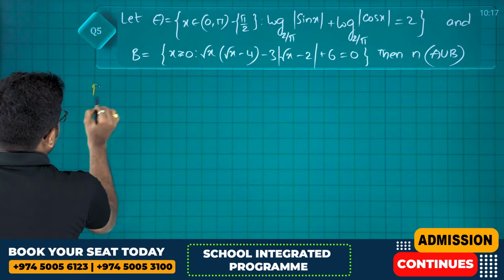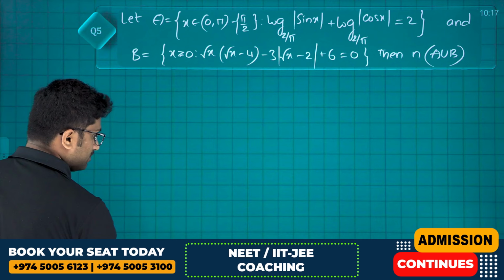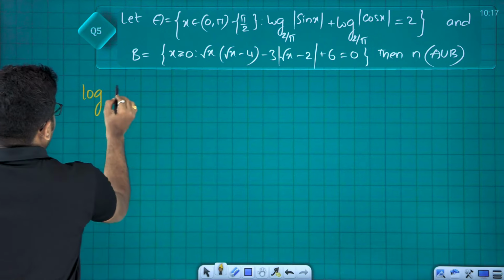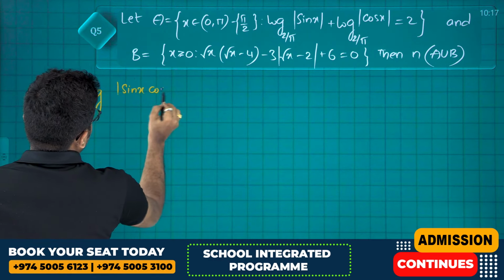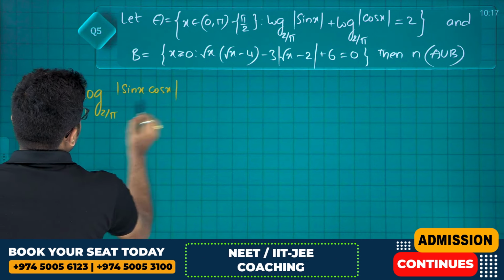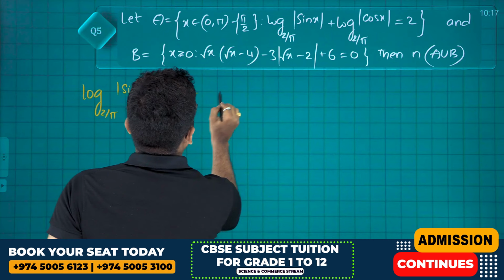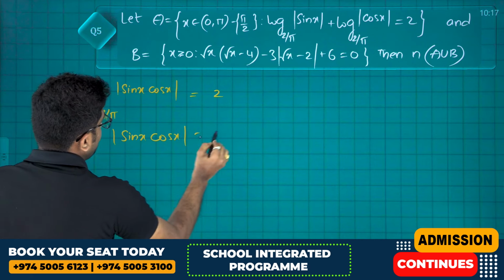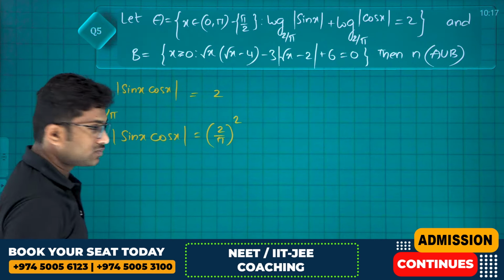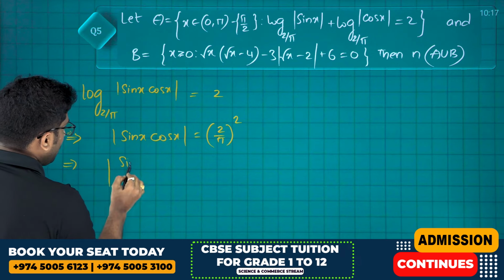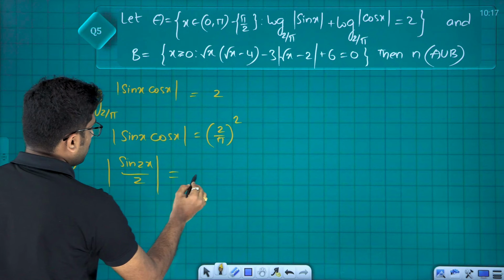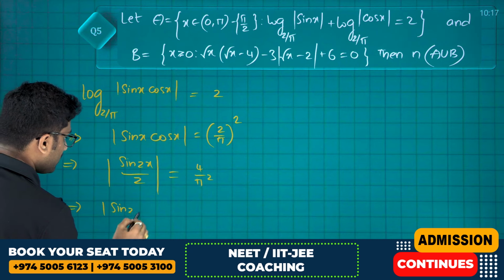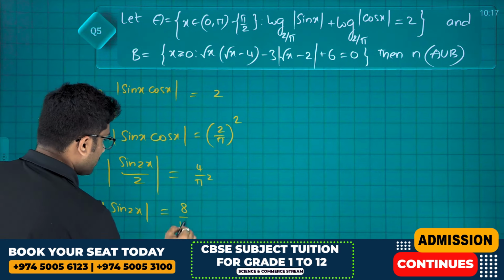We have set A is equal to, see friends, what is this set A? Log A plus log B is log AB. So this we can write as mod sin x cos x to the base 2 by pi is equal to 2. So from here, mod sin x into cos x is equal to 2 by pi whole square. This we can write as mod of sin 2x by 2 is equal to 4 by pi square. So finally mod sin 2x is equal to 8 by pi square.